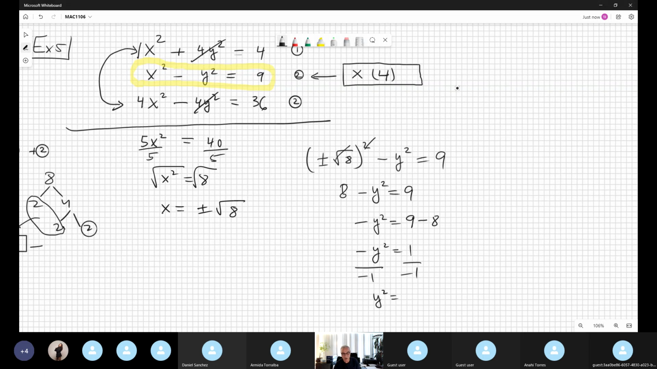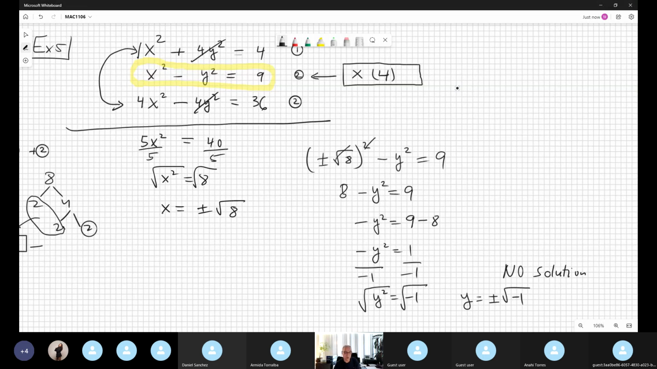Y squared is equal to negative 1. Wow, look at what happened here. And the square root of both sides is, obviously, plus or minus the square root of negative 1. One more time, you see an imaginary number. And remember, when you have an imaginary number, we have no solution. No solution. So, professor, do you have a solution?